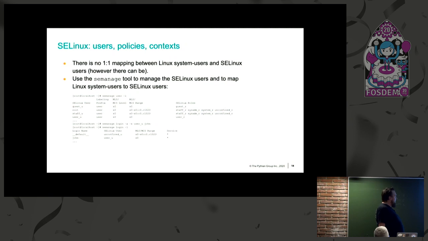So SELinux is defined by users, policy, context. There's not a one-on-one mapping between Linux users and SELinux users. The SELinux users by default on this system, you can get with semanage user -l, and then you get all the SELinux users. You have guest, root, staff, and regular user. And you can then assign a login. So in this case, I assigned user John to my SELinux user. And then you can see that this John user is there. And the default is that they are unconfined. So it's very straightforward, very easy to track.